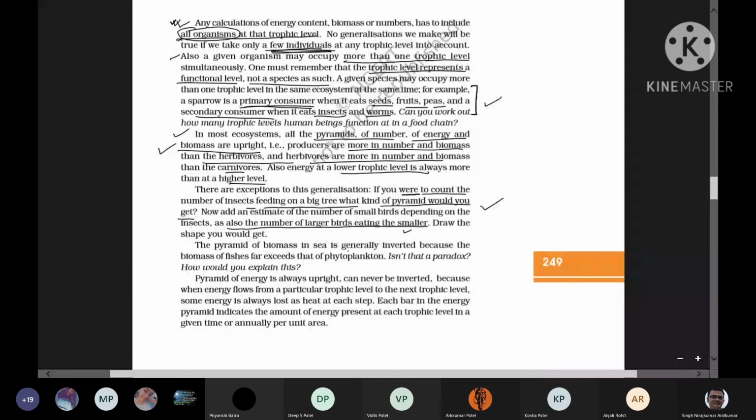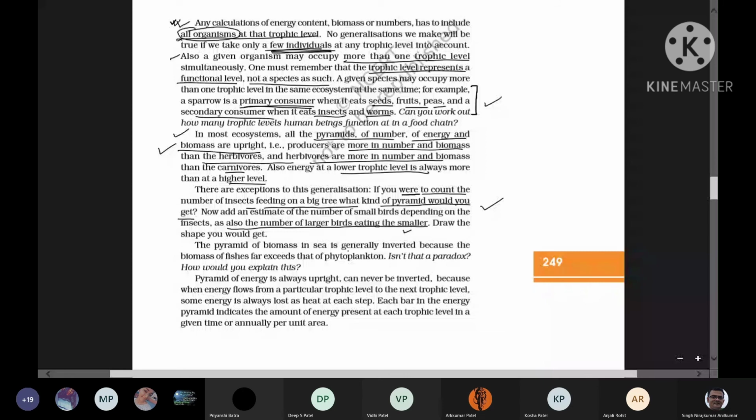But the pyramid of energy is always upright. This is not inverted, right? It never can be inverted actually, because the energy flows from a particular trophic level to the next trophic level. We have read unidirectional flow, how energy flows, it is unidirectional, right? But in this flow, the energy is lost in the form of heat, in the form of sound, and in other forms, during transfer from one trophic level to another. So the pyramid of energy will always be upright, right? Okay, all right. So this is the third kind of pyramid.